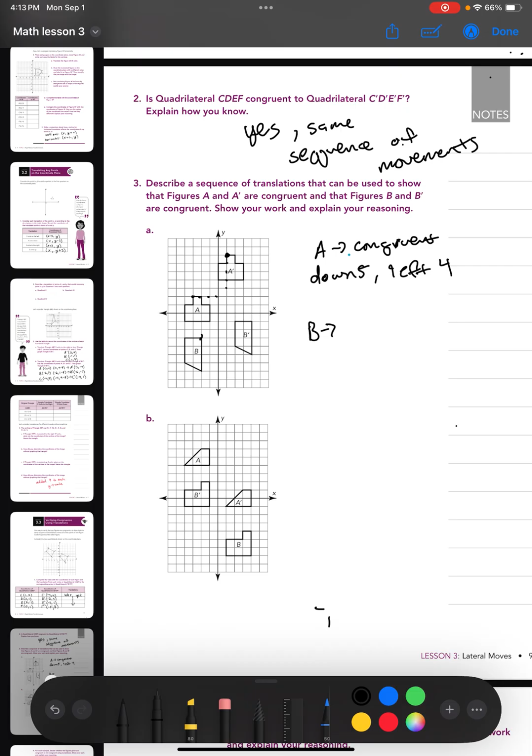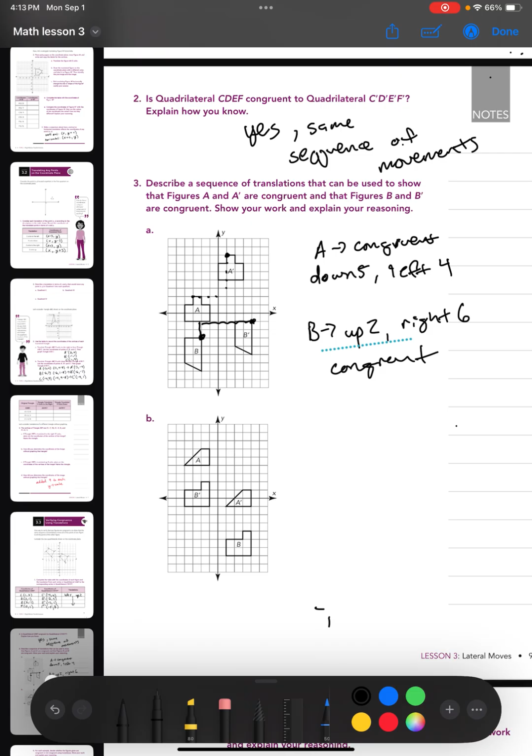And for this one, if we pick out a corresponding point, it moved vertically 1, 2, so up 2, and then right 1, 2, 3, 4, 5, 6. So up 2, right 6. And if you measure each one of the points, they all did the exact same. So B is congruent.